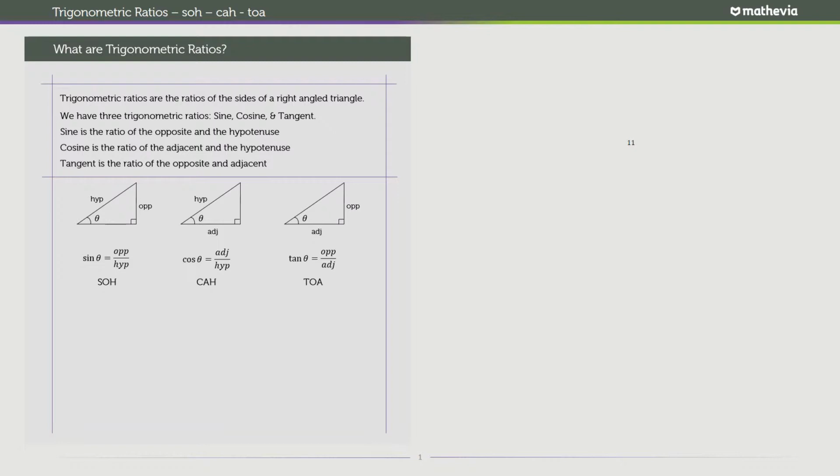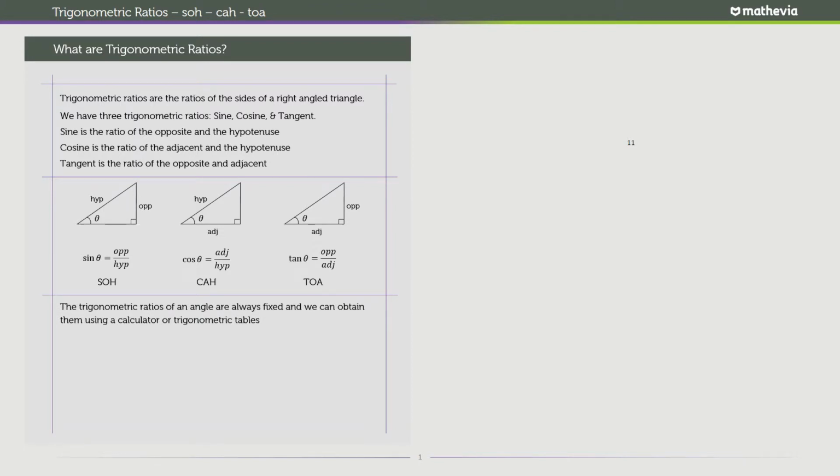So the first one, sine, stands for opposite over hypotenuse, SOH. The second one, cosine, we have adjacent over hypotenuse, CAH. And then tangent, tan, equals opposite over adjacent, TOA.